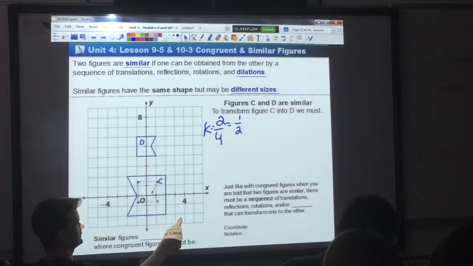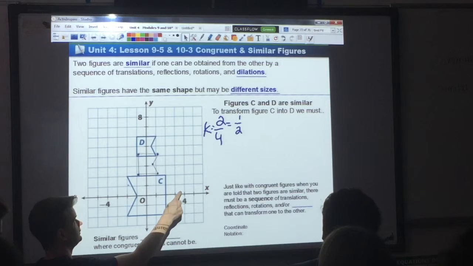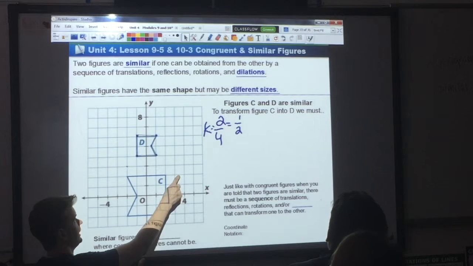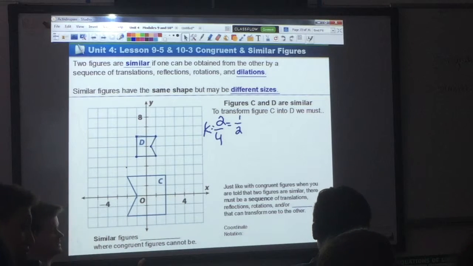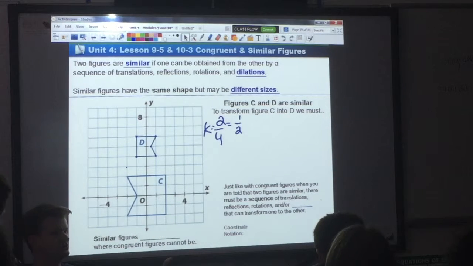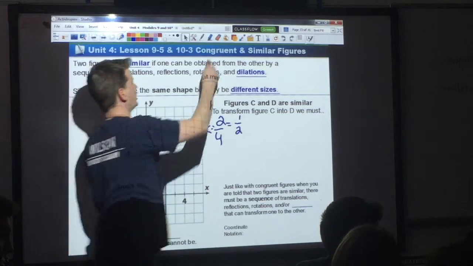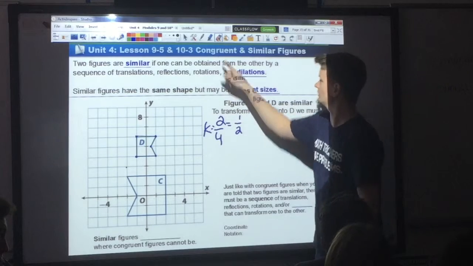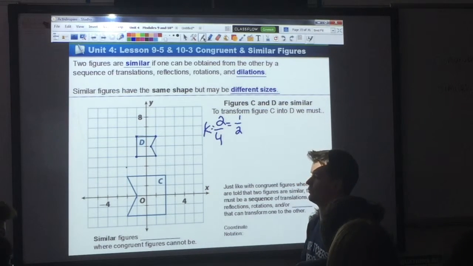How many units, guys? Let's see. 1, 2, 3, 4, five. So it was a three-step process. Dilation, rotation, translation. Okay. We need to go in. We need to write that sequence now. We'll leave K up there, and we're going to go and write the sequence.